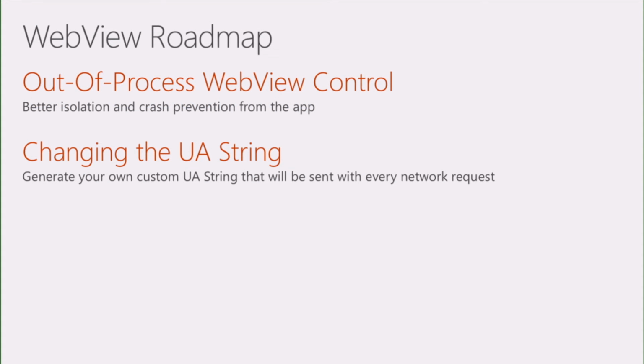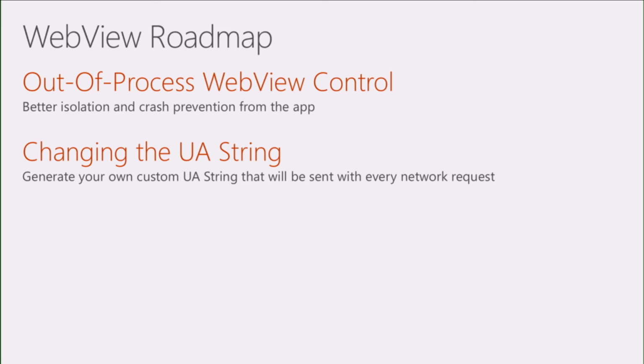Couple things on our WebView roadmap. The biggest rock that we're moving is taking it out of proc. I mentioned that one of the most popular uses was an ad control, or a WebView for an ad control. Today, the WebView runs in the same process as the app, and if that ad happens to crash, so does the entire app, because they're running in the same process. Process isolation helps with that. It helps with reliability quite a bit. If the ad control were to crash in that case, then the entire app doesn't crash.